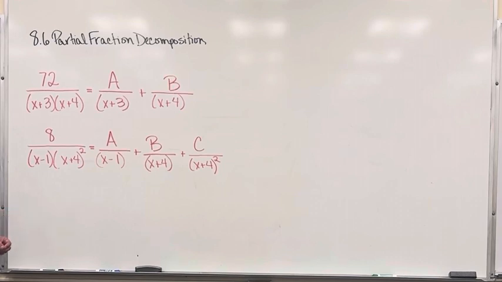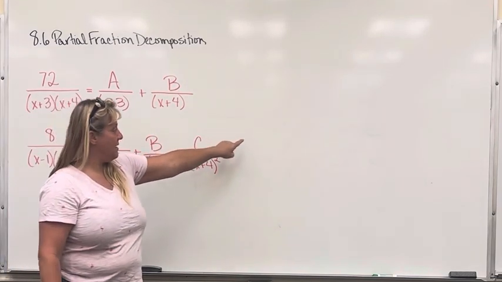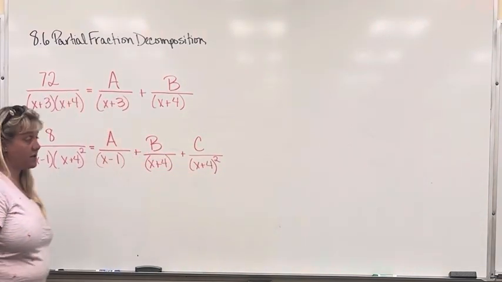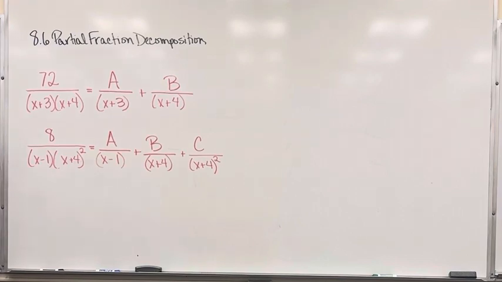So these are the three different denominators that you could get. Now, if this had been a 3, then we would have needed a d over x plus 4 to the third power. Okay? So that is another type of problem that you could come up with. Or one more here just for the heck of it, so you've seen them all.